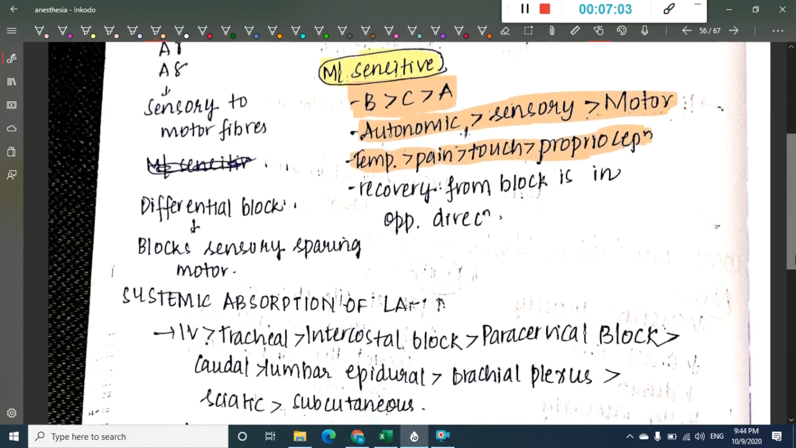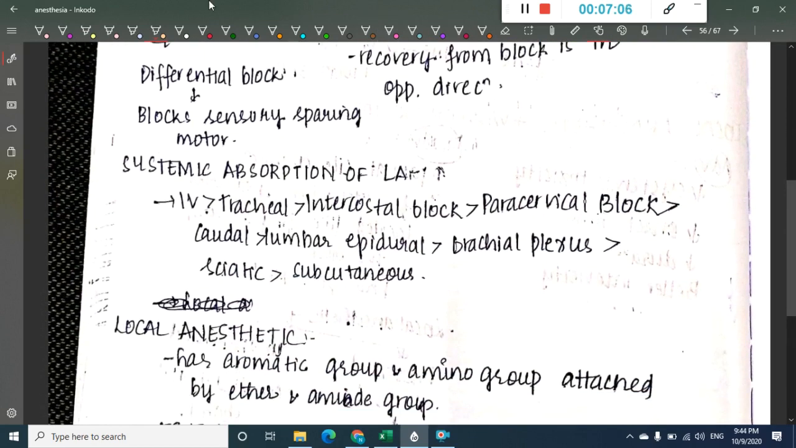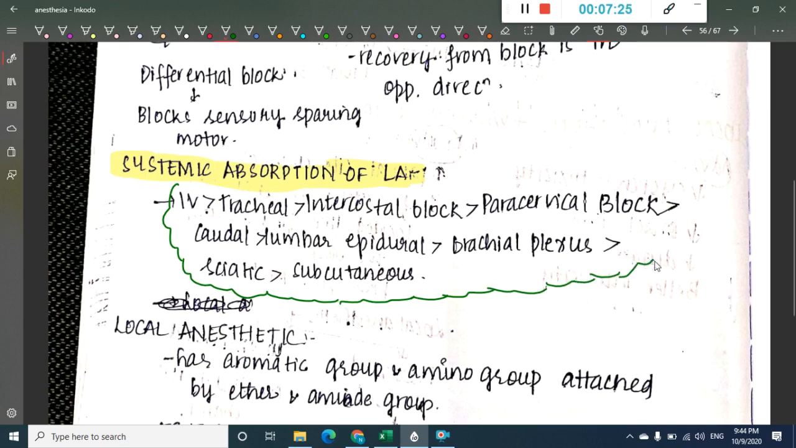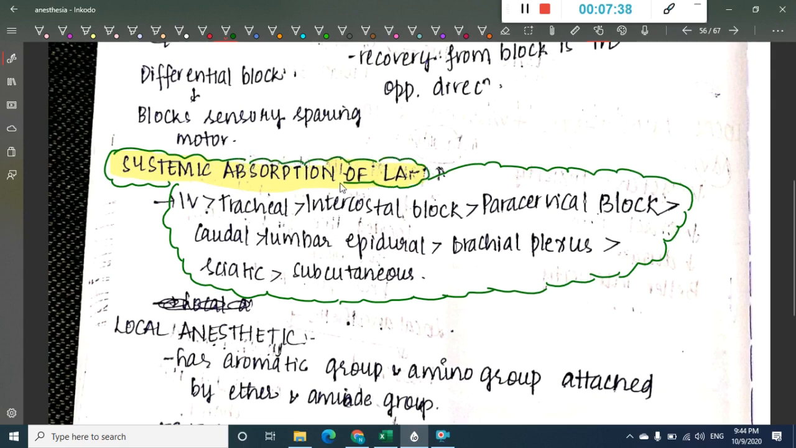Then if you see the systemic absorption of local anesthetics, it is most common in the IV route, followed by tracheal route, intercostal block, paracervical block, caudal, lumbar or epidural block, brachial plexus, sciatic plexus, followed by the subcutaneous route. So that is the reason why we give local anesthetic mostly in the subcutaneous route, right? We give injections in the subcutaneous route.